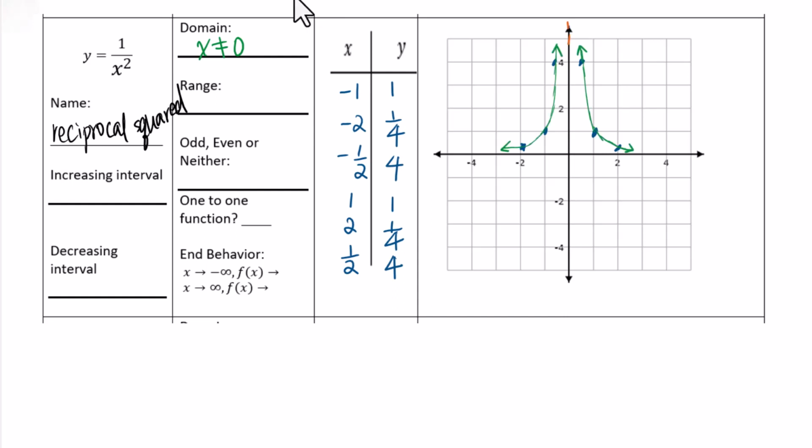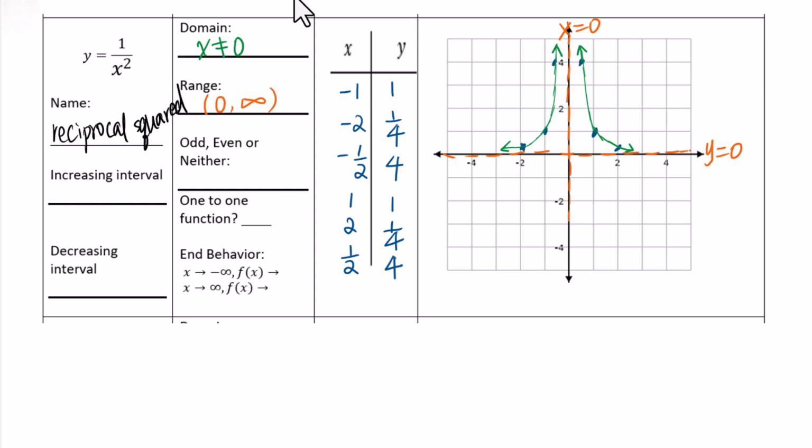Y-axis is the vertical asymptote line, x equals 0. X-axis is a horizontal asymptote line. You could say range is from 0 to positive infinity.